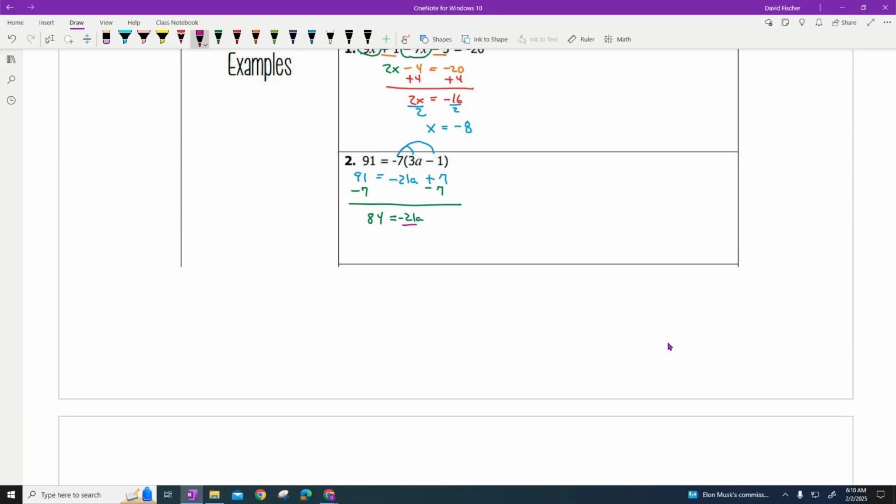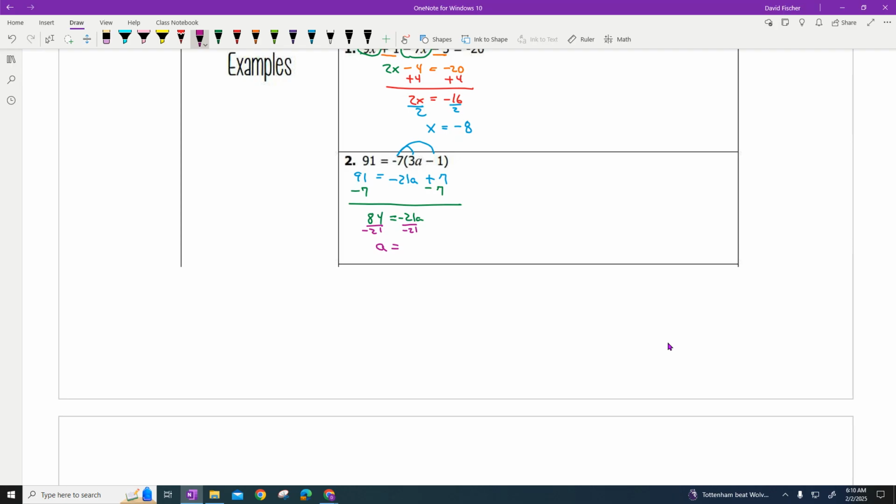Now, I almost got ahead of myself here. I brought that minus 21 down, and I want the A by itself. So to get rid of a negative 21 times A, I'm going to divide by negative 21. Don't forget the sign. Alright, now this is important too because I'm going for my final answer. This is my last step. So I'm going to put my A over here on the left because we want to know what A equals.